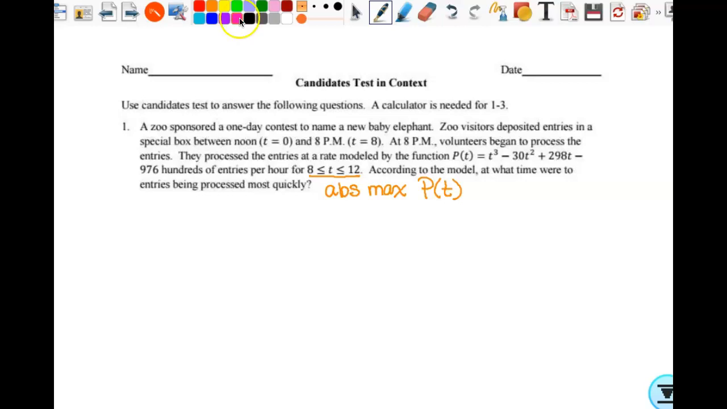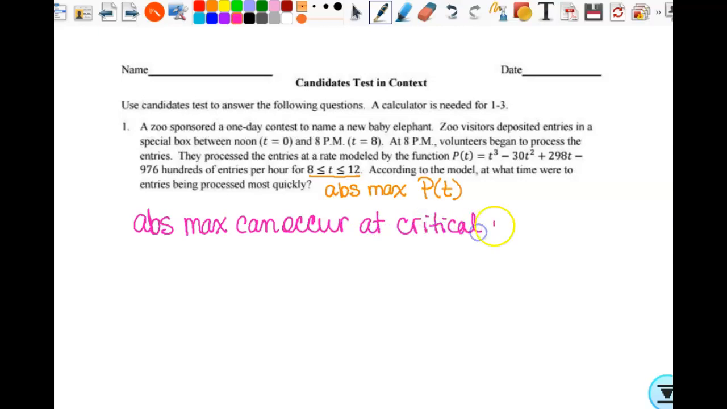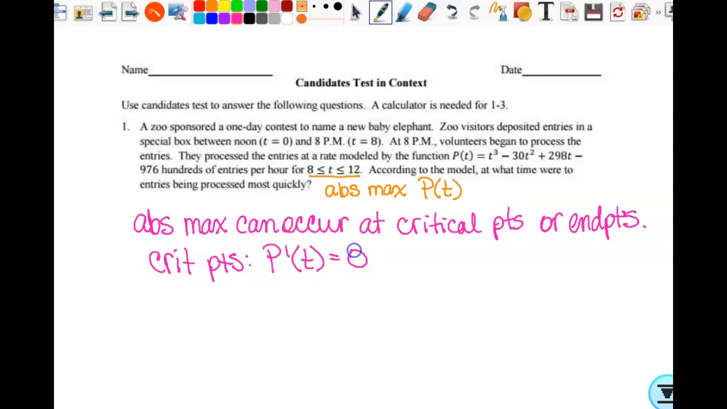So remember that absolute max can occur at critical points or endpoints. Okay, at the critical points or at the endpoints. Our critical points are when P prime of t equals zero. And then we are going to use the calculator for all of this.